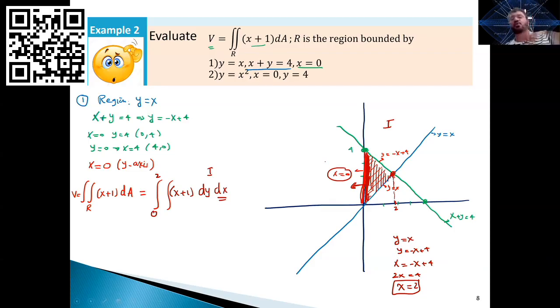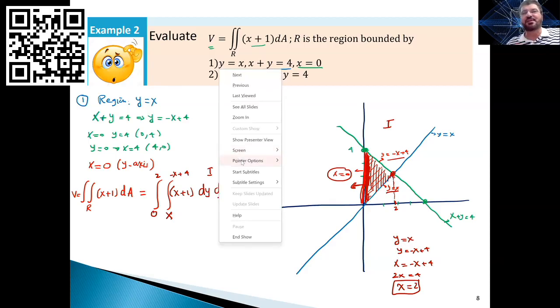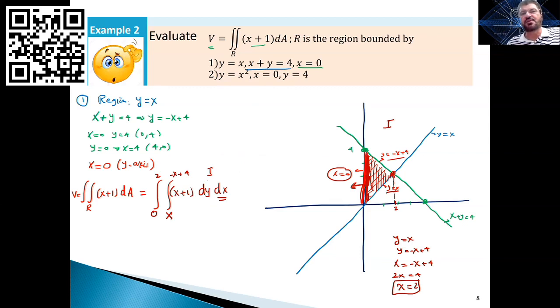Now, the vertical line can go to infinity, but I don't want it. I need upper and lower bounds. Who's at the bottom? y equal to what? y equal to x. Who's on the top? y equal to what? Minus x plus 4. That's it. This is exactly how you do it. Now, let's see how we integrate, guys. Now, let's work on the integration. How do we integrate this one?